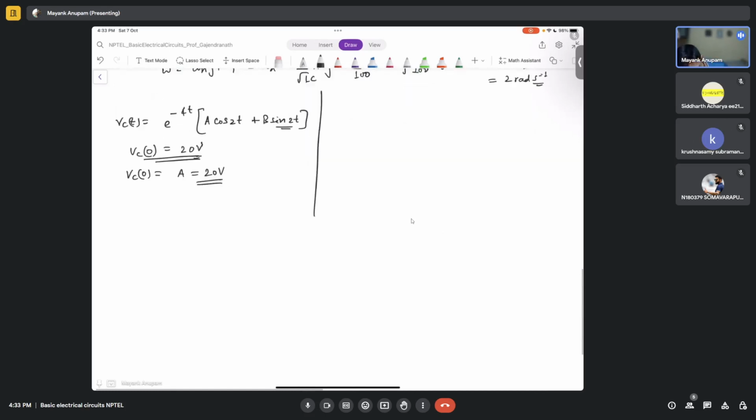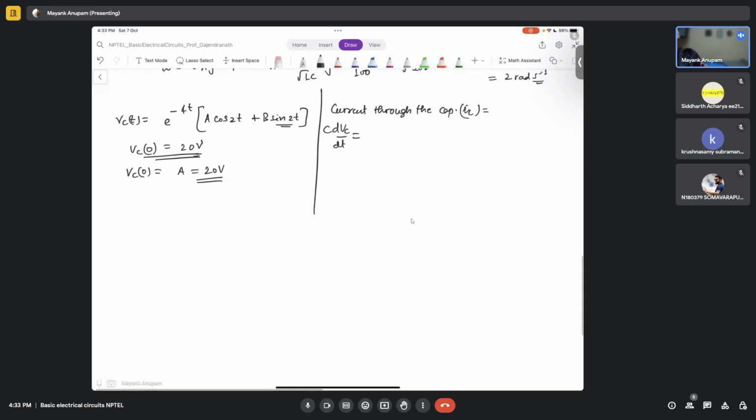So for that, what we have to do? First we have to find out what is dVc by dt, right? So current through the capacitor, IC, is equal to what? C dVc by dt, right? And what is that? Is equal to what?